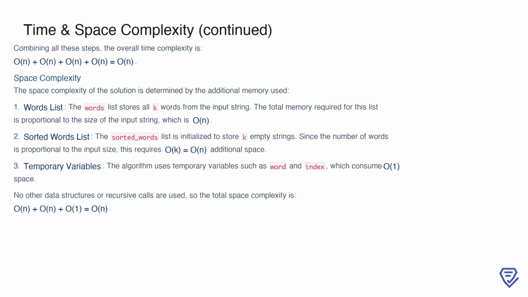Now, let's consider the space complexity of the solution. The words list stores all k words from the input string, requiring space proportional to the input size, or O(n). Similarly, the sorted_words list stores placeholders for the same k words, so it also requires O(n) space. Temporary variables like word and index are used during processing, but these only consume constant space, O(1). Since we're not using any additional data structures or recursion, the total space complexity is O(n) plus O(n) plus O(1), which simplifies to O(n). This shows that both time and space complexities scale linearly with the size of the input, making the solution efficient.